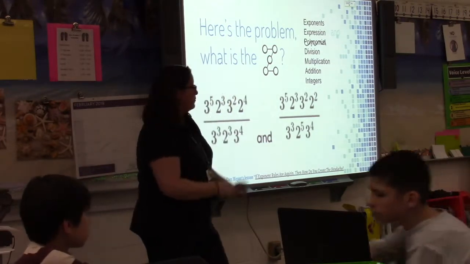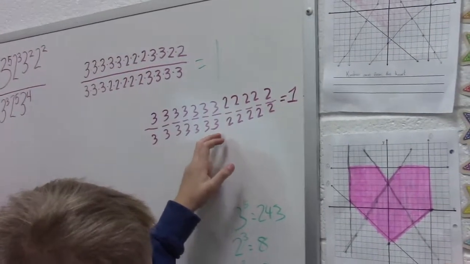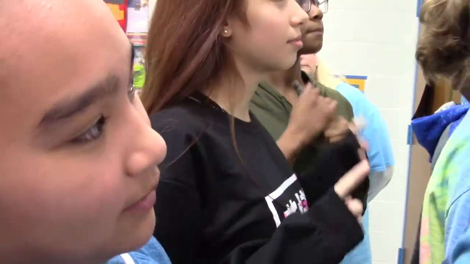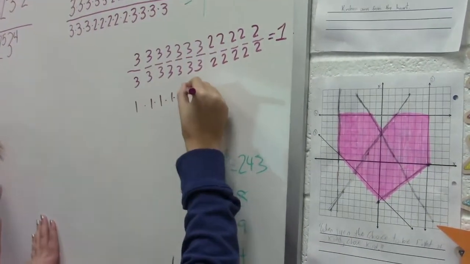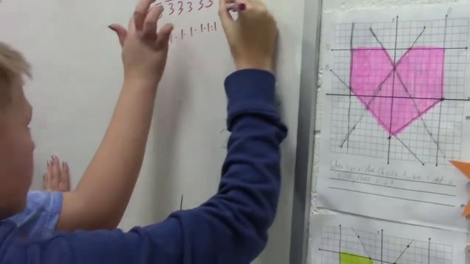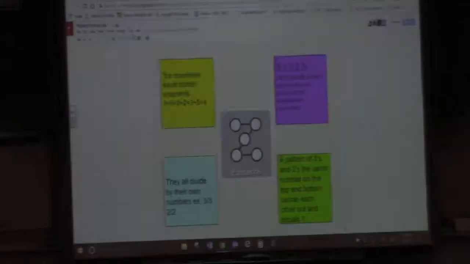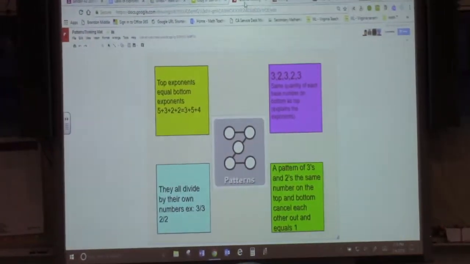All right, go. What did you do, Ava? So basically, I just lined up all the 3s and then all the 2s, and then I made each one its own problem. So then 3 divided by 3 would equal 1, and then all of them would equal 1. So the problem would just equal 1. What I see is that if you look at the exponents on top, you have 5, 3, 2, 2, and when you add those up, it is the same thing as 3, 5, 4 that's on the bottom.